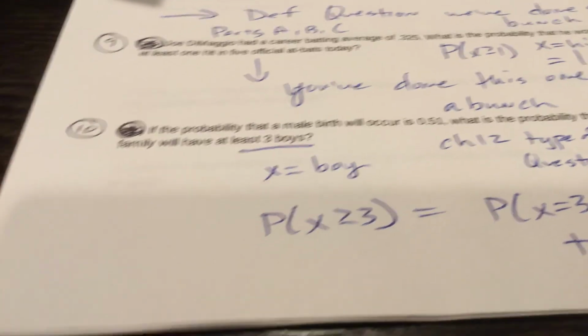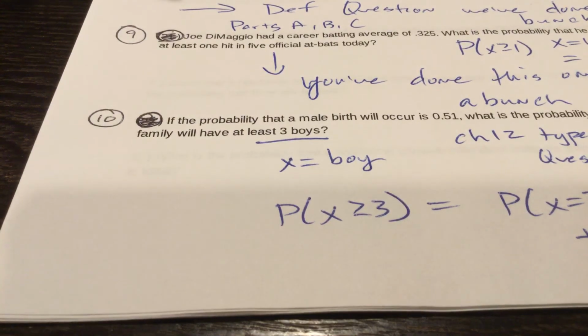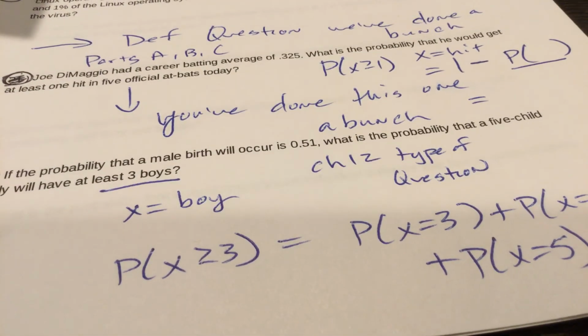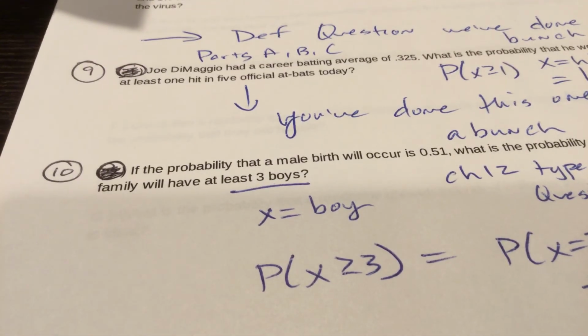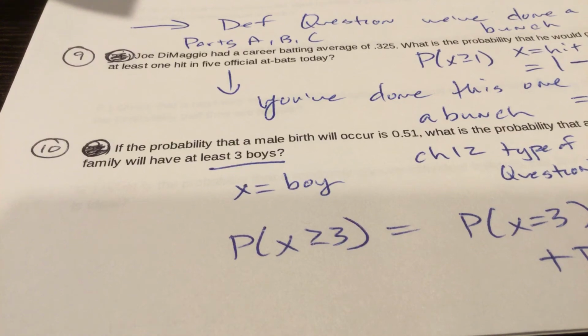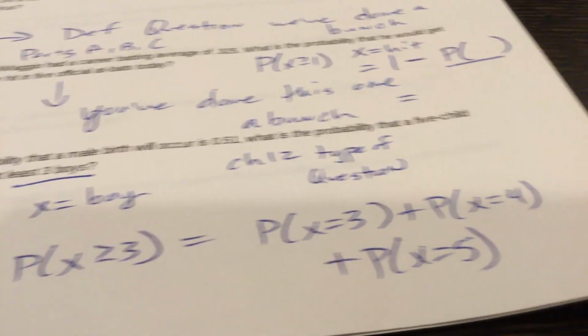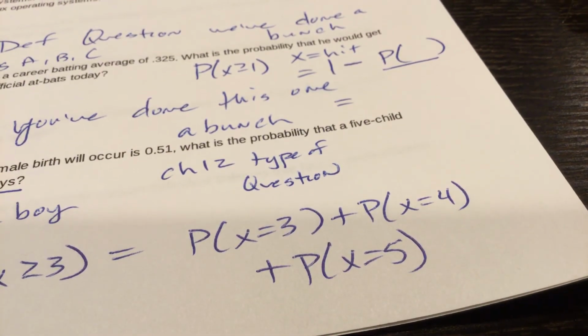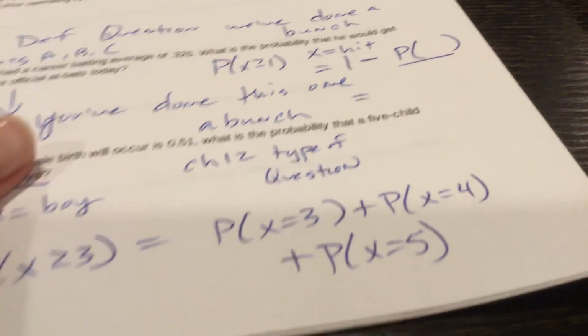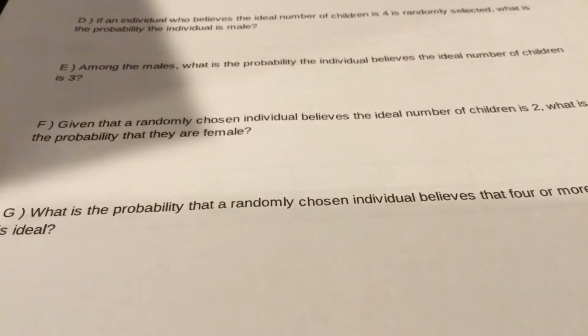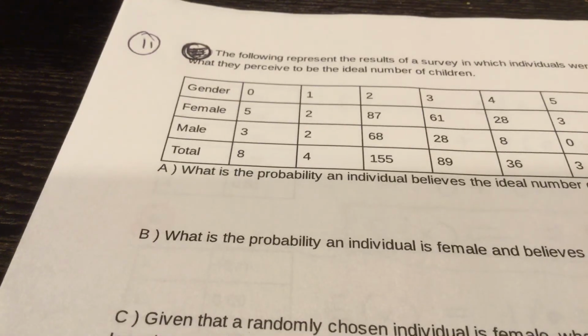Number 10, one you're going to have to do, with the probability that a male birth occurs is 0.51. What's the probability that a 5-child family will have at least 3 boys? If X is a boy, you want the probability that X is greater than or equal to 3, which is 3, 4, and 5. You could do a binomial distribution, and that's probably the best way to do it. Okay, 5 choose 3, 5 choose 4, 5 choose 5, type of deal.